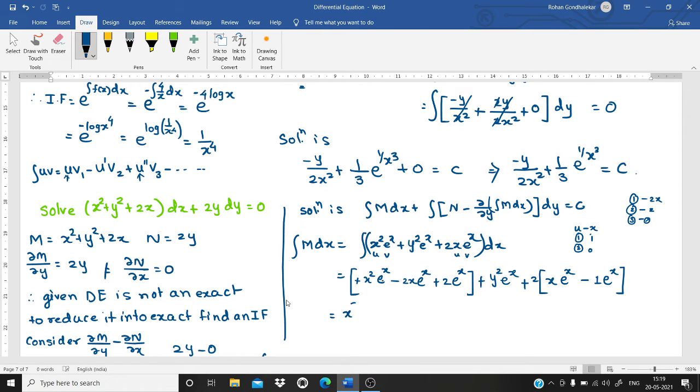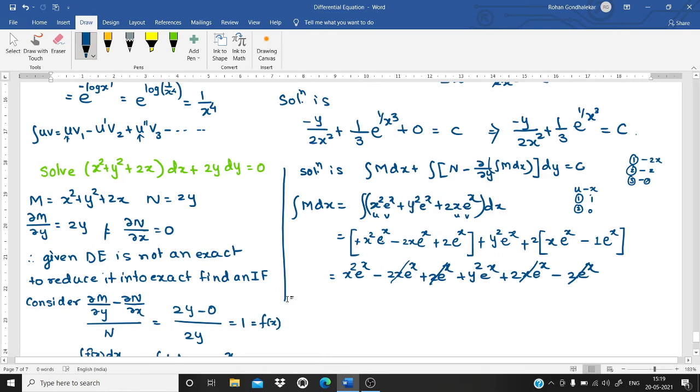So this is x square e raised to x minus 2x e raised to x plus 2 e raised to x plus y square e raised to x plus 2x e raised to x minus 2 e raised to x. So plus 2 e raised to x minus 2 e raised to x get cancelled. Plus 2x e raised to x minus 2x e raised to x get cancelled. Hence integral of M dx is x square e raised to x plus y square e raised to x. Is it okay?